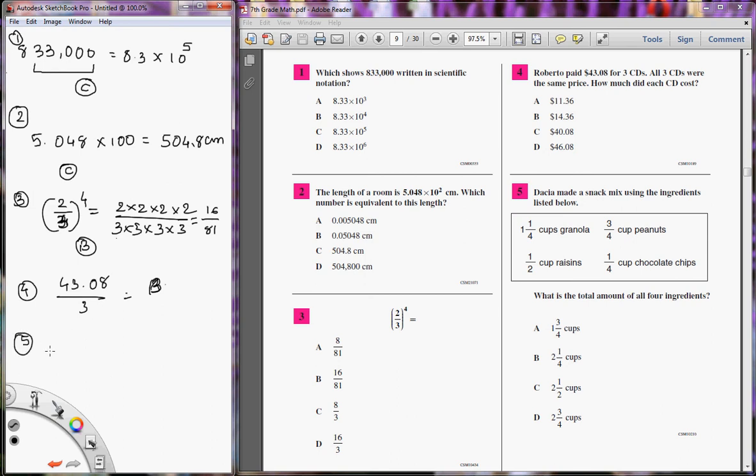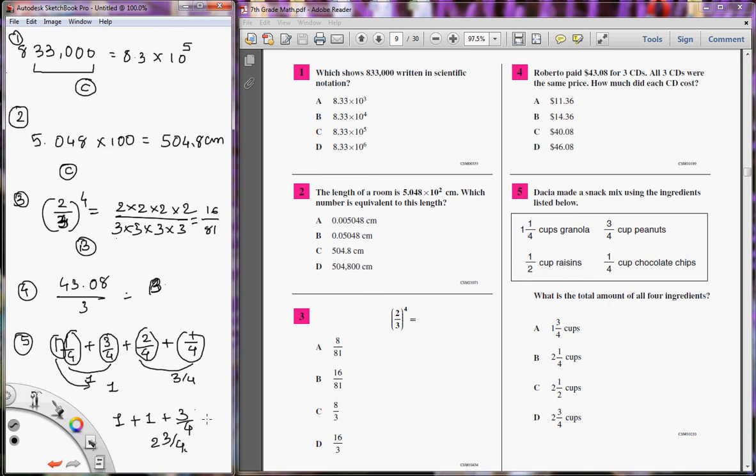Question 5: Dacia made a snack mix using the ingredients listed below. Basically you have to just add 1/4 plus 3/4 plus 1/2. You can write 1/2 as 2/4, because if you divide numerator and denominator by 2, it is 1/2. I'm writing 2/4 to make a common denominator of 4. Then 1/4 plus 3/4 is equal to 1 itself, and 2/4 plus 1/4 is equal to 3/4. This one will be 1, and the 1 we have already here. So the total will be 1 plus 1 plus 3/4, which is equal to 2 3/4. So the answer will be D here.